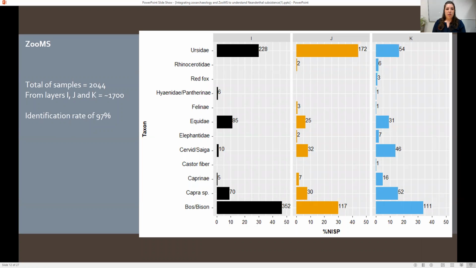So more than 2,000 unidentifiable bone and teeth fragments have been sampled and analyzed through ZooMS in order to enlarge our understanding of species distribution among the large portion of fragmented and unidentifiable material, but most importantly, to assess bone fragmentation and any specific human behavior related to it. The faunal spectra obtained for layers I, J, and K show similarities with the morphologically identified material, with Ursidae and Bos/bison as dominant taxa, followed by equids, Capra, and cervids.